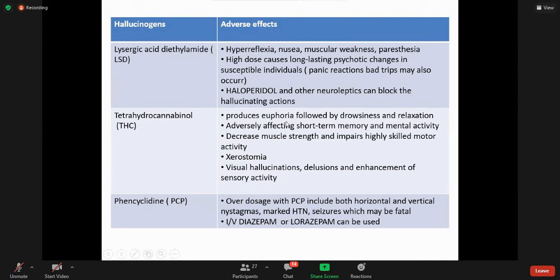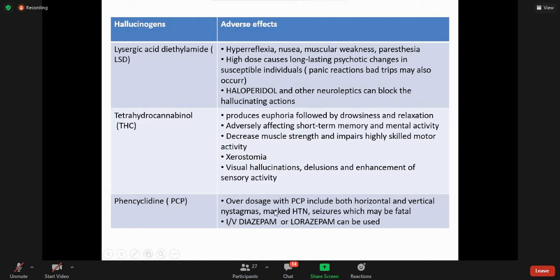Tetrahydrocannabinoid related adverse effects produce euphoria, and this is one of the reasons of using it as an illegal drug, followed by drowsiness and relaxation, adversely affecting short-term memory and mental activity, decreasing muscle strength and impairing highly skilled motor activity, xerostomia, visual hallucinations, delusions, and enhancement of sensory activity, right?